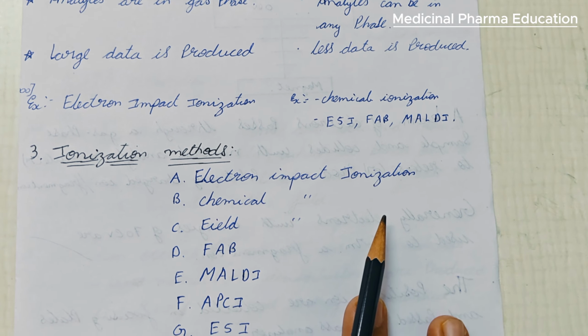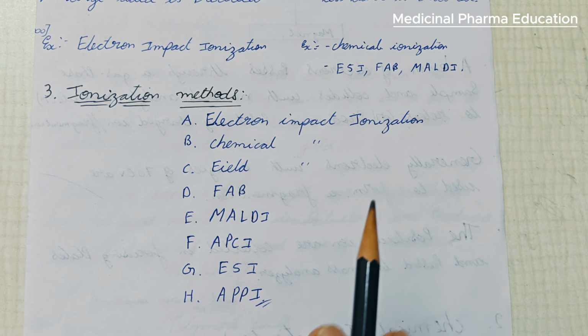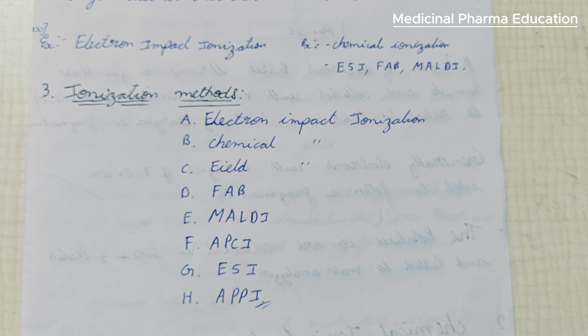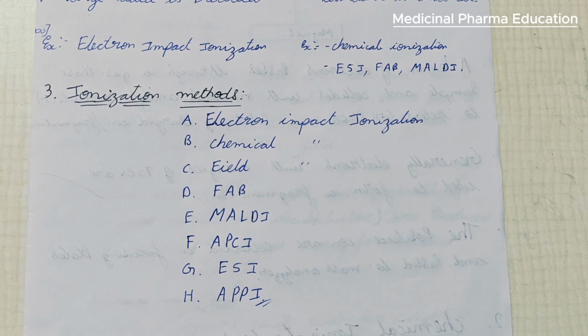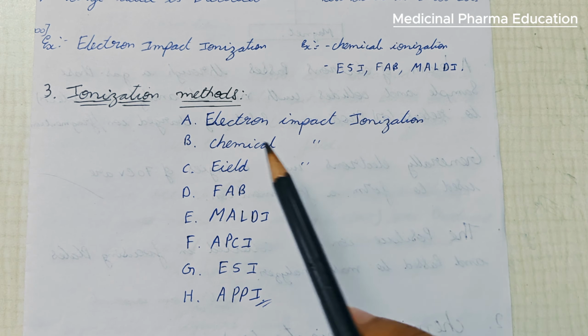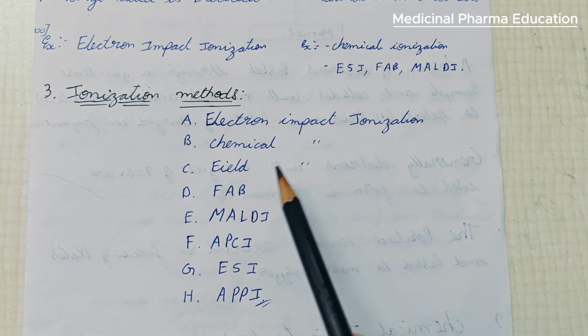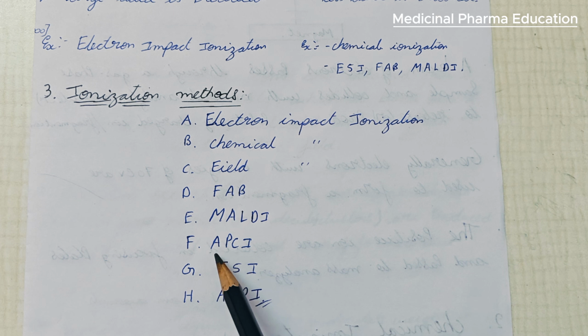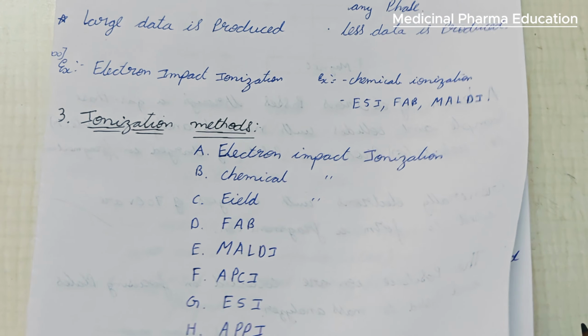Okay, we will discuss these ionization methods. These are the ionization methods and these are the techniques: hard ionization, soft ionization. Ionization methods: electron impact ionization, chemical ionization, field ionization, FAB, MALDI, APCI, ESI, APPI. These are eight different types. We will go through each one by one. These are very easy, and I'll explain in very understandable language.